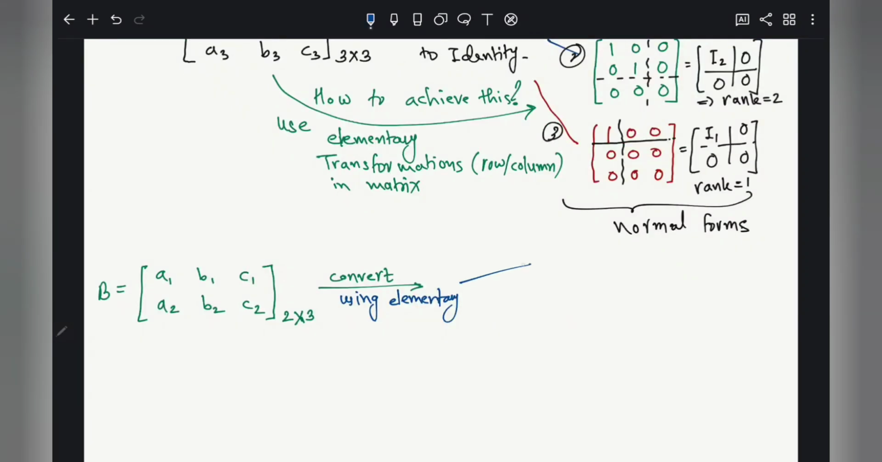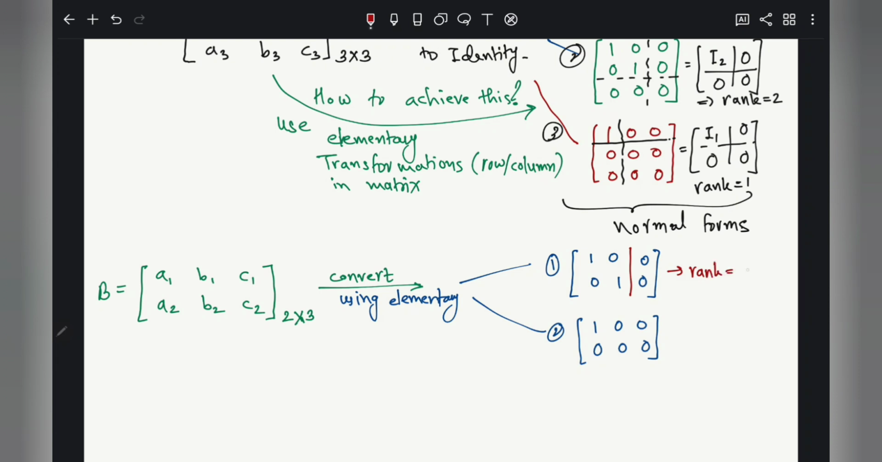if you convert this matrix using elementary row and column transformation, you can get only two possibilities. Because here it is a 2 cross 2 block, you can get identity of order 2 at the max, and the extra entry will be 0. I will just write like this. Or what you can get is identity matrix of order 1, so only 1 you will have, and like this.